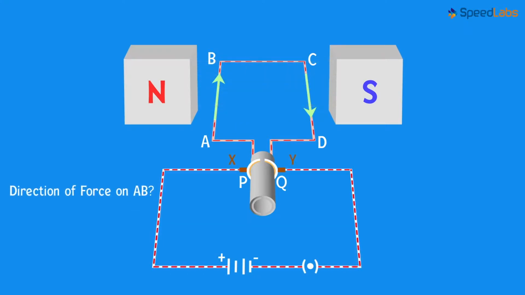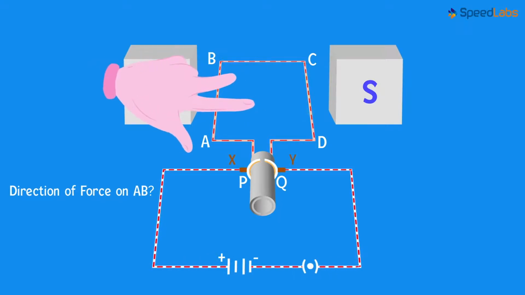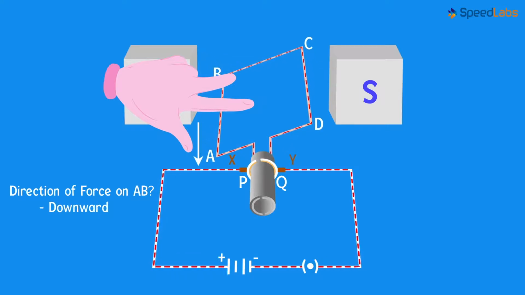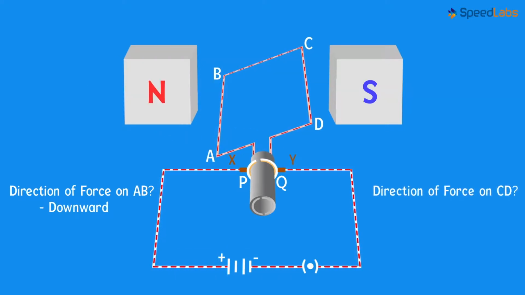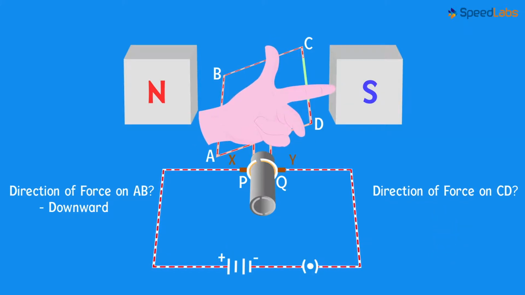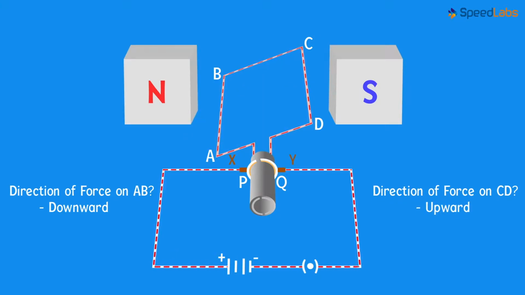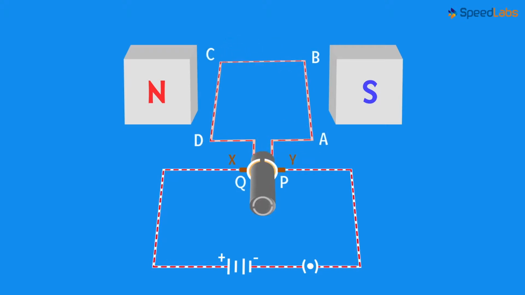Can you find the direction of the force applied on side AB using Fleming's left-hand rule? If we hold the three fingers like this, we see that the thumb is pointing in the downward direction. It means a downward force is applied on side AB. What about the direction of the force on side CD? Remember, the direction of the current is this way. Yes, an upward force. Because of these two forces, the coil and the axle rotate anti-clockwise.